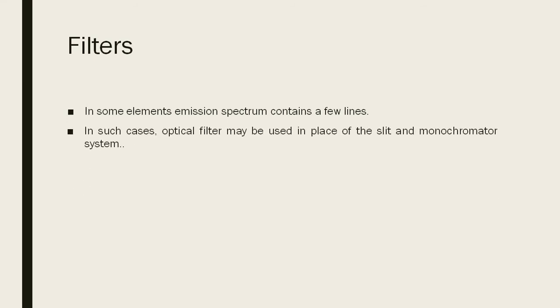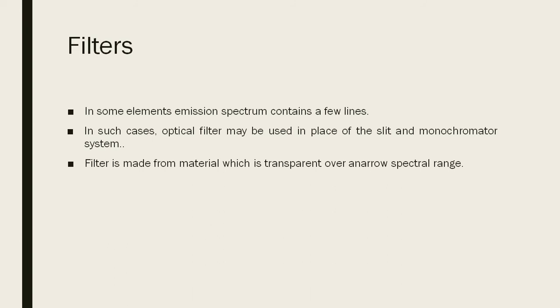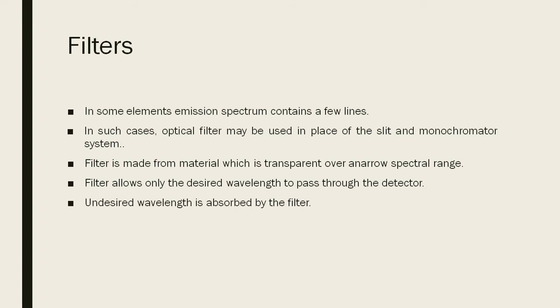Next are the filters. In some elements, the emission spectrum contains only a few lines. So in such cases, an optical filter may be used in place of the slit and monochromator system, but only if the emission spectrum contains a few lines. Filter is made from a material which is transparent over a narrow spectral range. Filter allows only the desired wavelength to pass through to the detector. So undesired wavelength is absorbed by the filter.